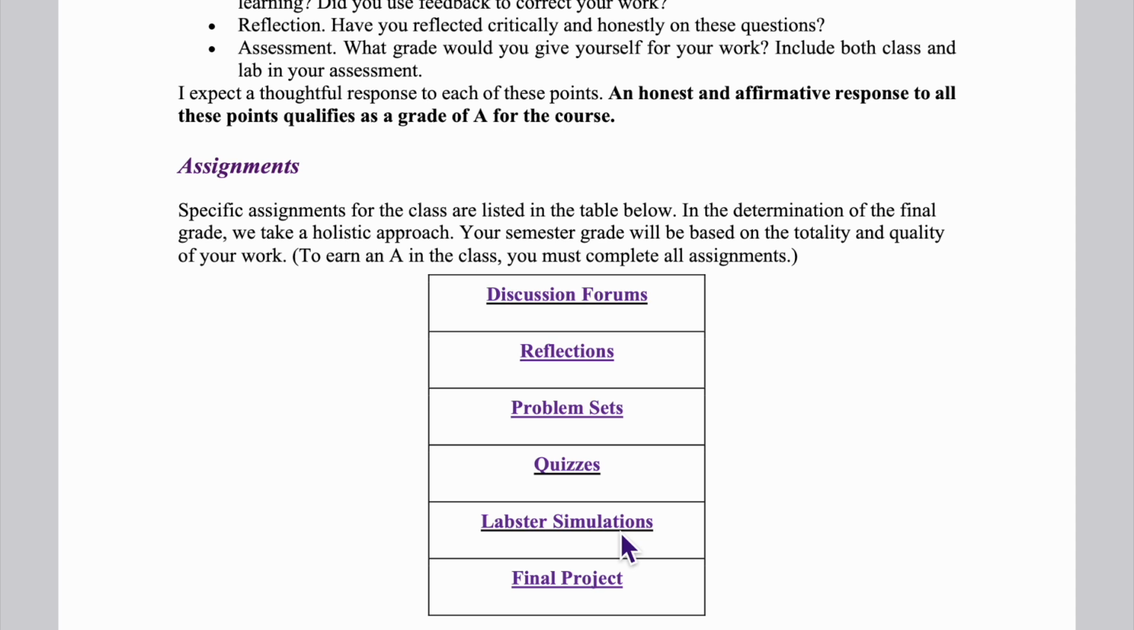And then Labster simulations. The Labster simulations, which again I describe in more detail in my video on the Moodle structure. Labster is a company that actually develops simulations of various laboratory exercises. You will be doing between 1 and generally 3 simulations per module. It depends on the module, it depends on the concepts introduced in the module as to which simulations you will be doing. Again, I discuss this in more detail in my video on Moodle.